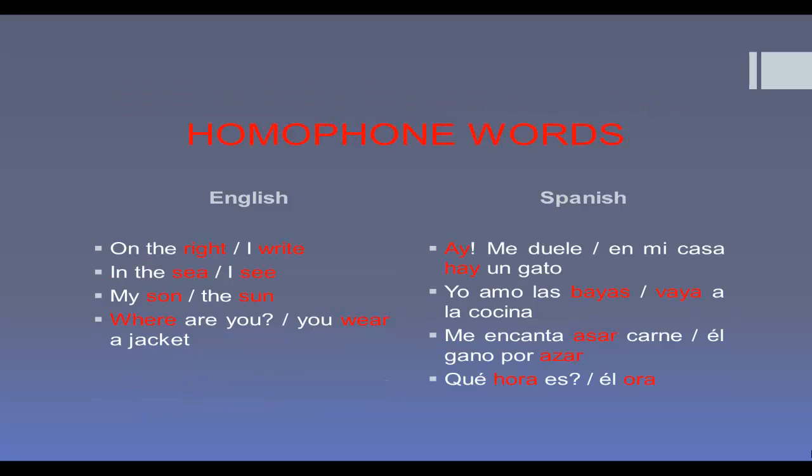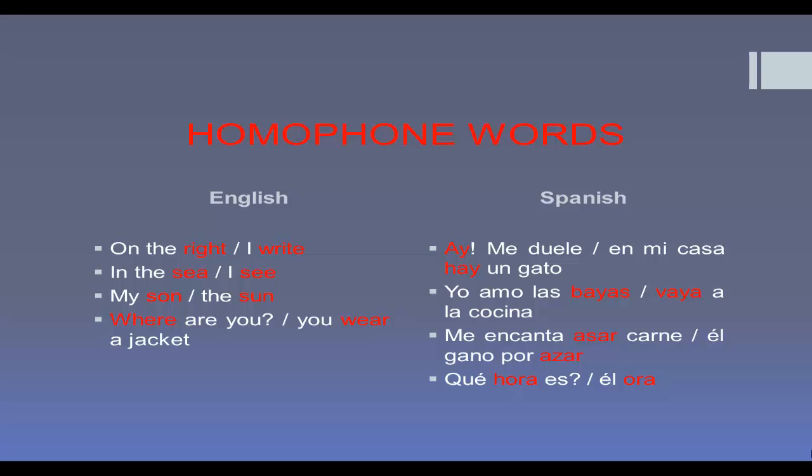Homophone words. In English and in Spanish, we have the same difficulty with the homophone words. Some common homophone words in English are: on the right, I write; in the sea, I see; my son, the sun; where are you, you wear a jacket. And in Spanish, ay, me duele.